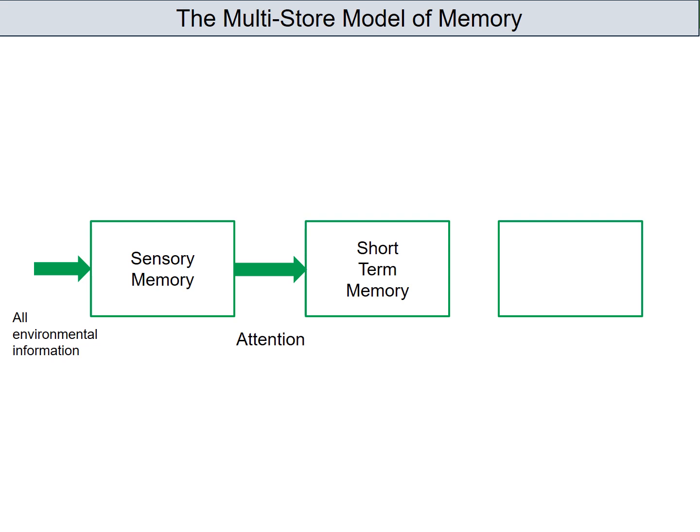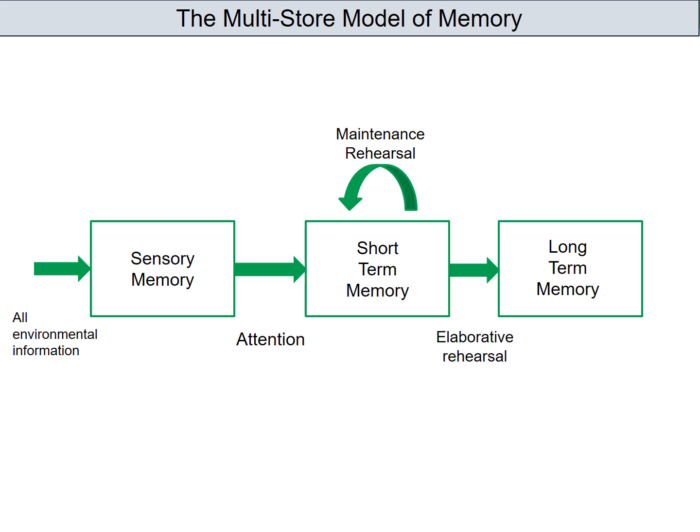So information that does get passed to short-term memory stays there for a short amount of time, and we can keep it in there longer by rehearsing it. So maintenance rehearsal is repeating it over and over again, and by doing that we can keep things in short-term memory.